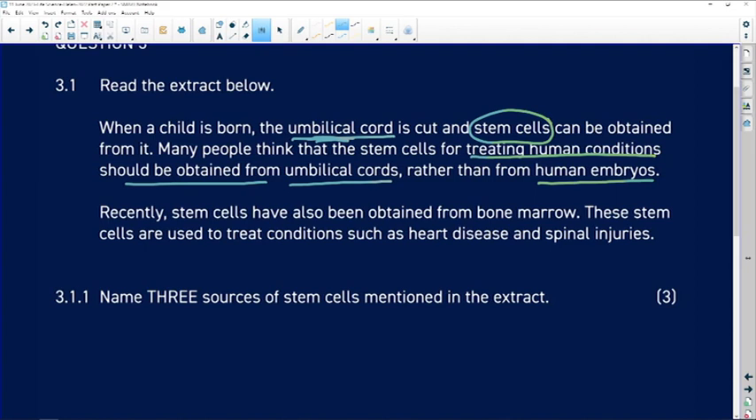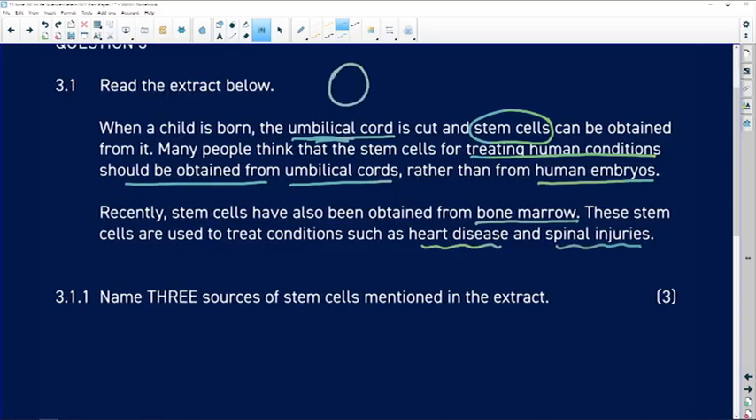Recently, stem cells have also been obtained from bone marrow, and these stem cells are used to treat heart disease, spinal injuries. So we've read our extract. We know what we're talking about. We're saying that in some cases, whole human embryos are used to get stem cells, but we can also get stem cells from the umbilical cord and from the inside of bones, long bones, flat bones, and that is bone marrow.